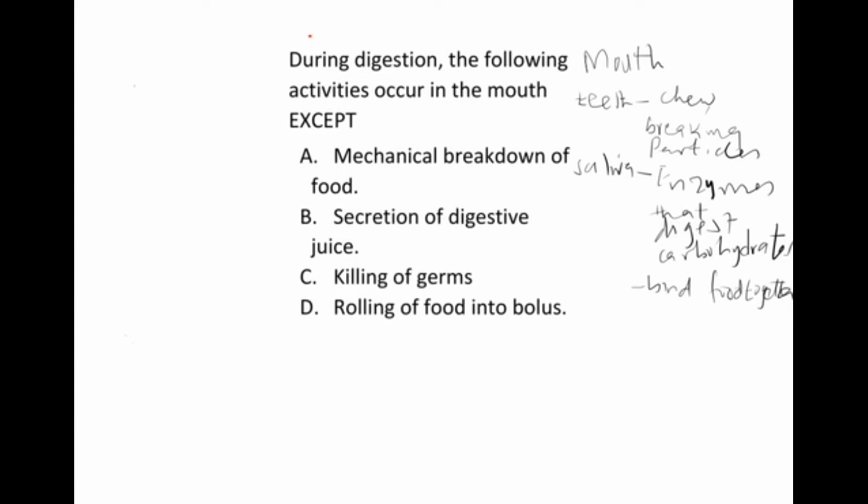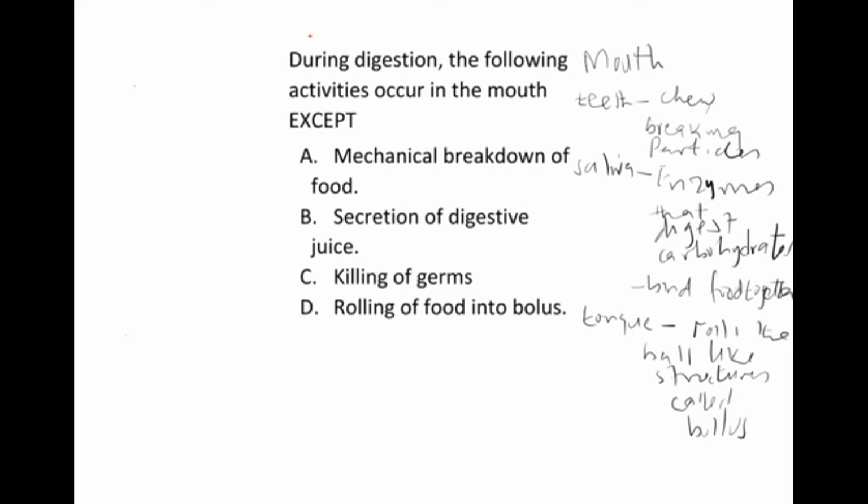Also, we have the tongue. The tongue helps to roll the food into ball-like structures called boluses, and then throws it at the back of the mouth so that now it can be swallowed. So basically those are the things that take place in the mouth.